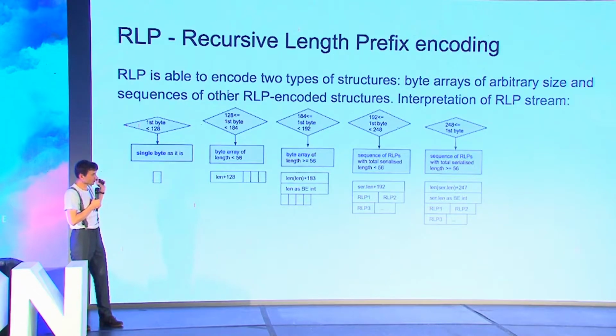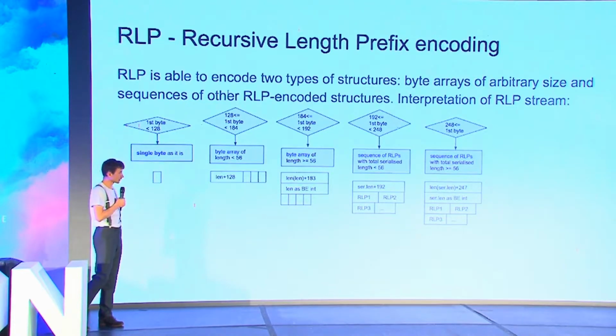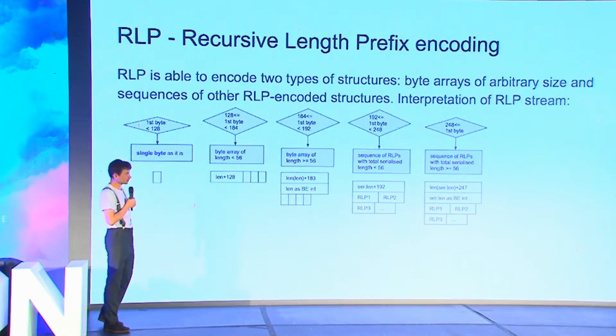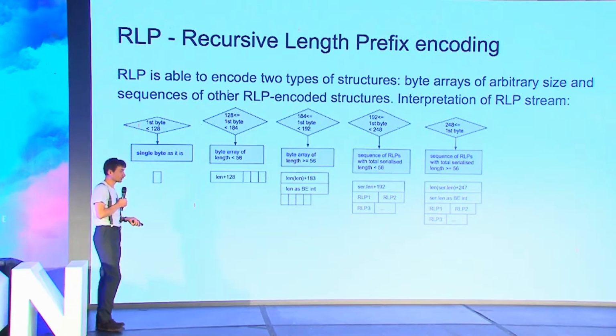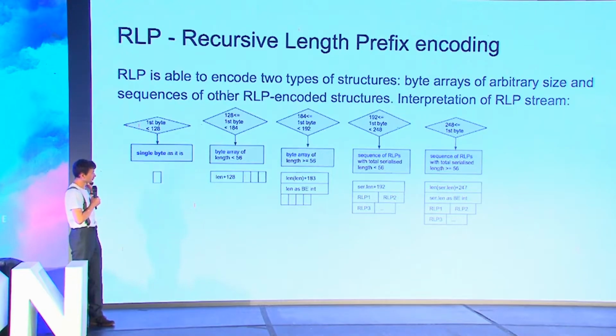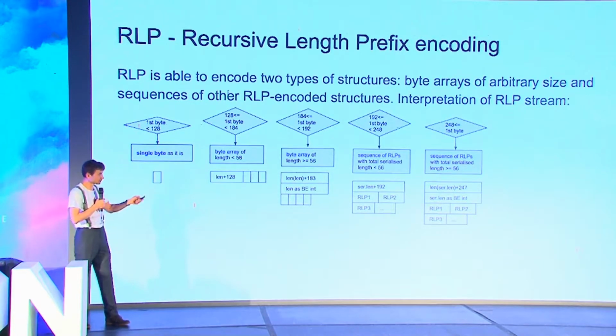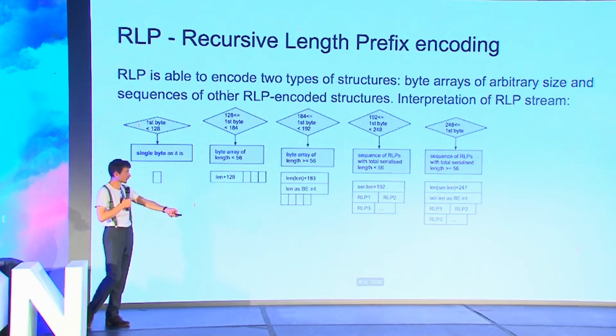Okay, so this is very quick, I'm not going to talk a lot about this, but in order to understand what is going to be on the next slide, just very quickly, what is RLP? It is essentially a serialization format in Ethereum, and it allows you to encode and decode single bytes, byte arrays, and sequences of RLPs, which is why it's called recursive.